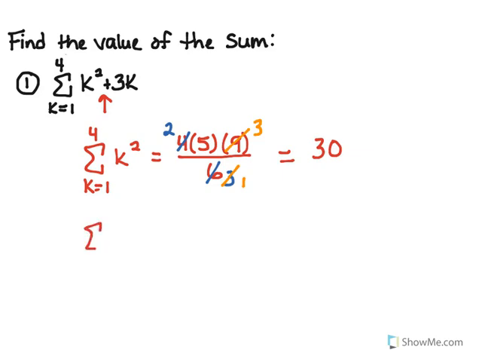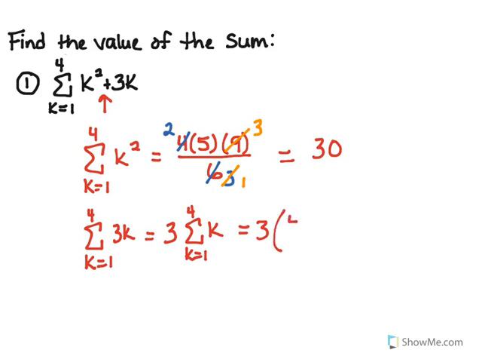Now I'm going to do the summation from k equals 1 to 4 of 3k. Remember, I can pull the 3 out in front, and then just do the summation of k. So that's going to be 3 times the summation for k, using n is 4 times 5 divided by 2. And that's 20 divided by 2 is 10. 10 times 3 is another 30. So if I take these two answers and add them together, I should get a final summation of 60.